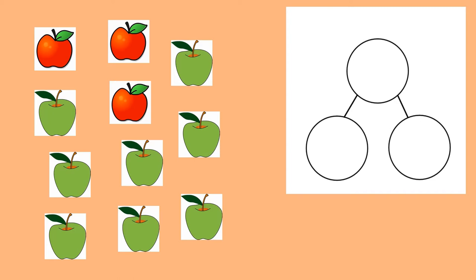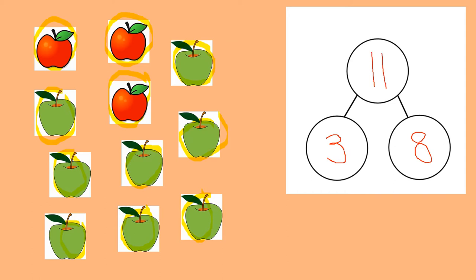Okay, so I'll use my highlighter down here to help you count the apples. Red, 1, 2, 3 red apples. And I'm actually going to write that here as one of my parts in my part whole model over here. And then we had 1, 2, 3, 4, 5, 6, 7, 8 green apples. I'm going to write that in this part here. So I have 3 red apples and 8 green apples, which made 11 apples altogether. 11 is my whole number, which I'm going to write in the top there of my part whole model. 3 red apples added to 8 green apples makes 11 apples altogether.